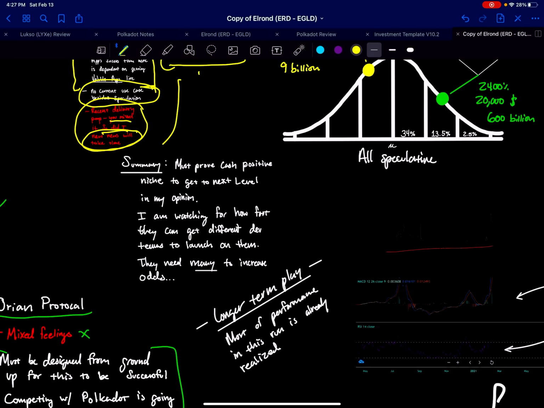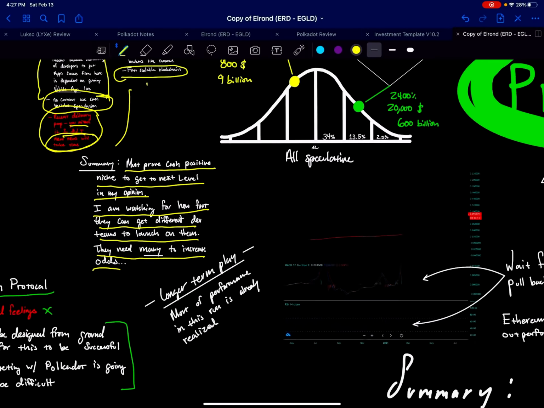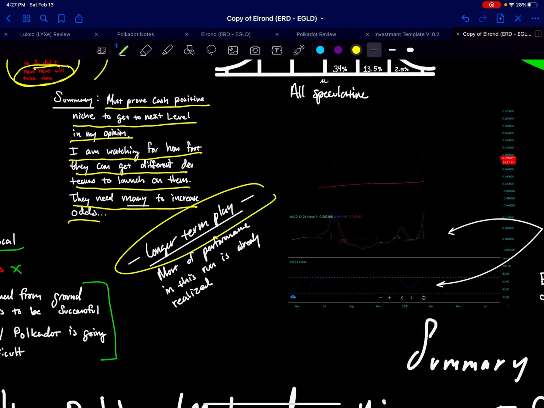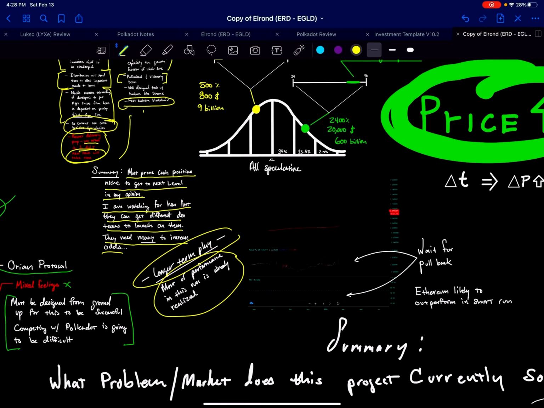Now, my summary is it must prove cash positive niche to get to the next level, in my opinion, to see the significant performance. And that's just going to take time, especially since they just finished Mirror. I am watching it for how fast they can get different developer teams to launch on them. I'm going to be watching them for that. They need many to increase the odds, so this is a longer term play. Most of the performance in this particular bull cycle, I believe, has already been priced in, mostly realized.